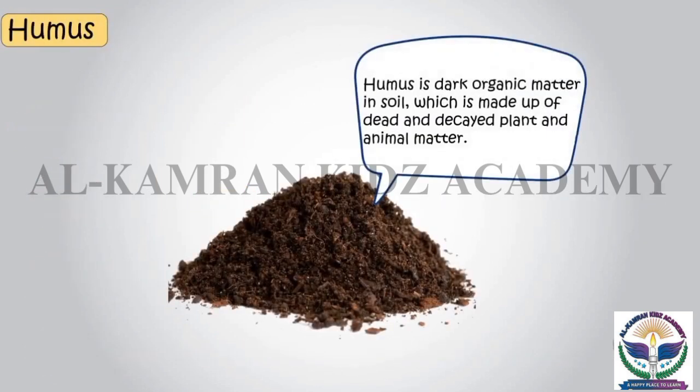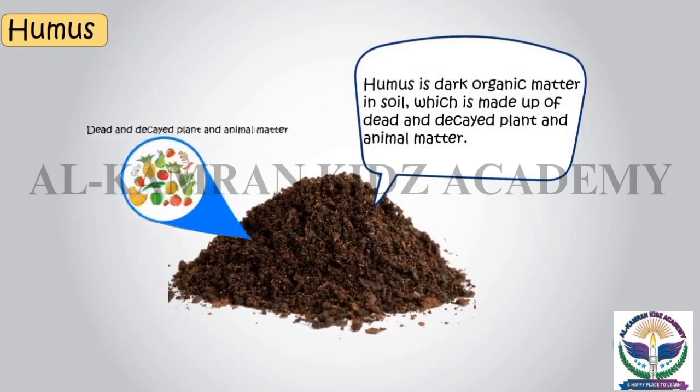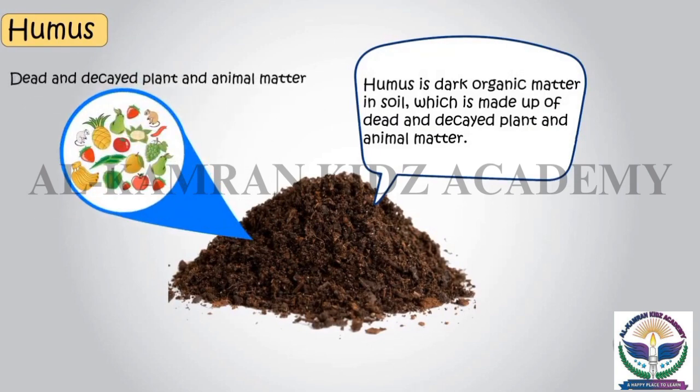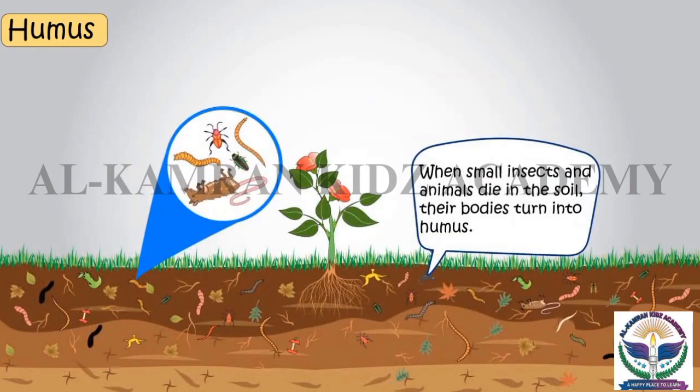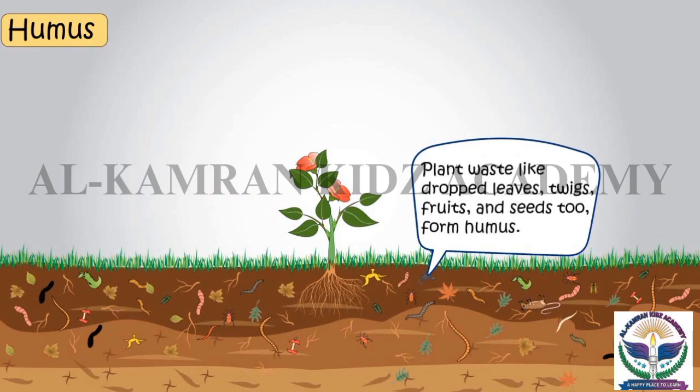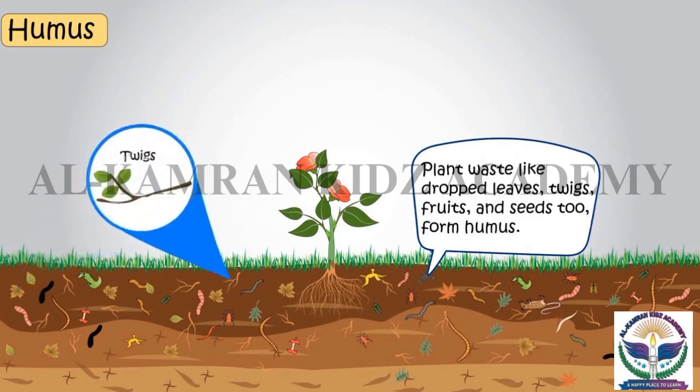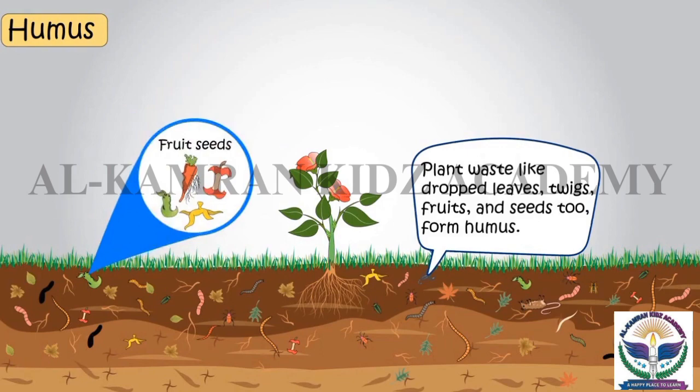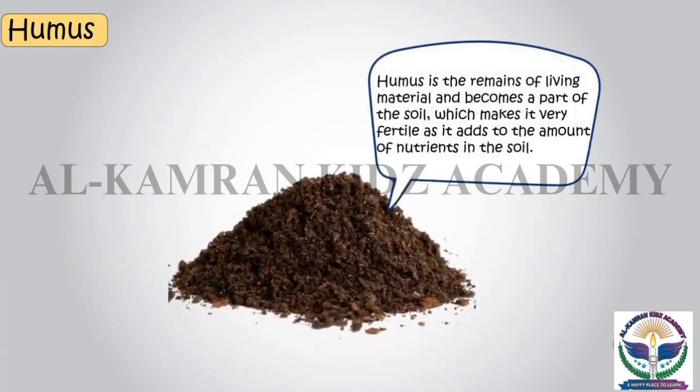Humus is dark organic matter in soil, which is made up of dead and decayed plant and animal matter. Like when small insects and animals die in the soil, their bodies turn into humus. Likewise, plant waste like dropped leaves, twigs, fruits, and seeds too form humus. So humus is the remains of living material and becomes a part of the soil, which makes it very fertile as it adds to the amount of nutrients in the soil.